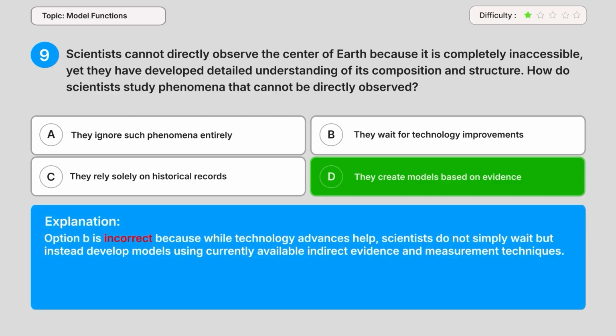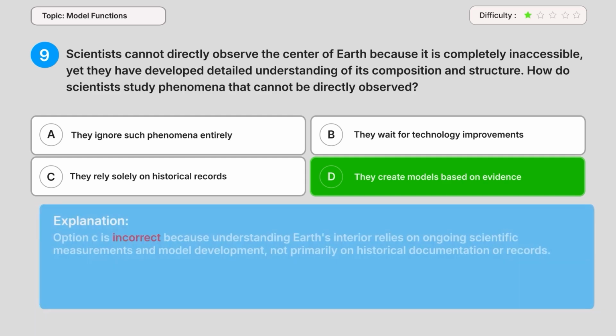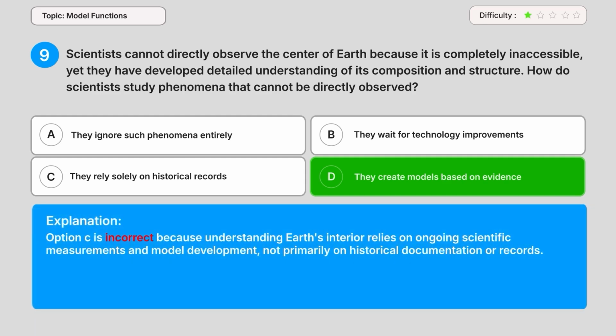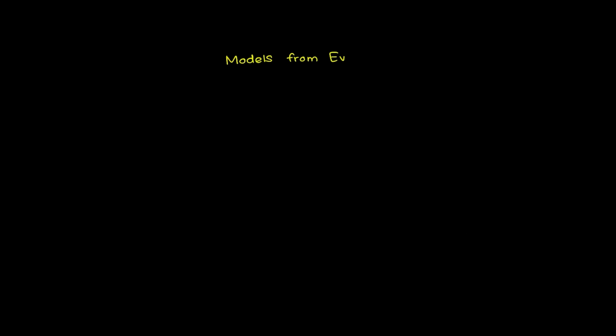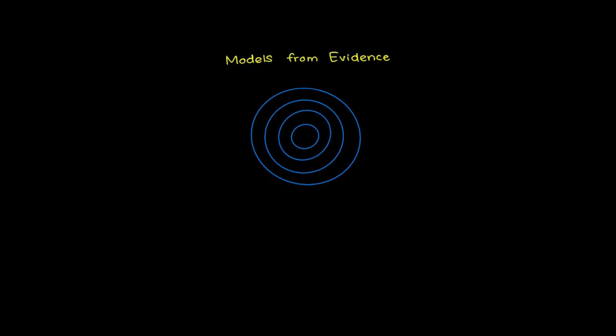Option B is incorrect because while technology advances help, scientists do not simply wait but instead develop models using currently available indirect evidence and measurement techniques. Option C is incorrect because understanding Earth's interior relies on ongoing scientific measurements and model development, not primarily on historical documentation or records. Nobody has visited Earth's core. It's about 6,400 kilometers down, way hotter than the surface of the sun and under crushing pressure.